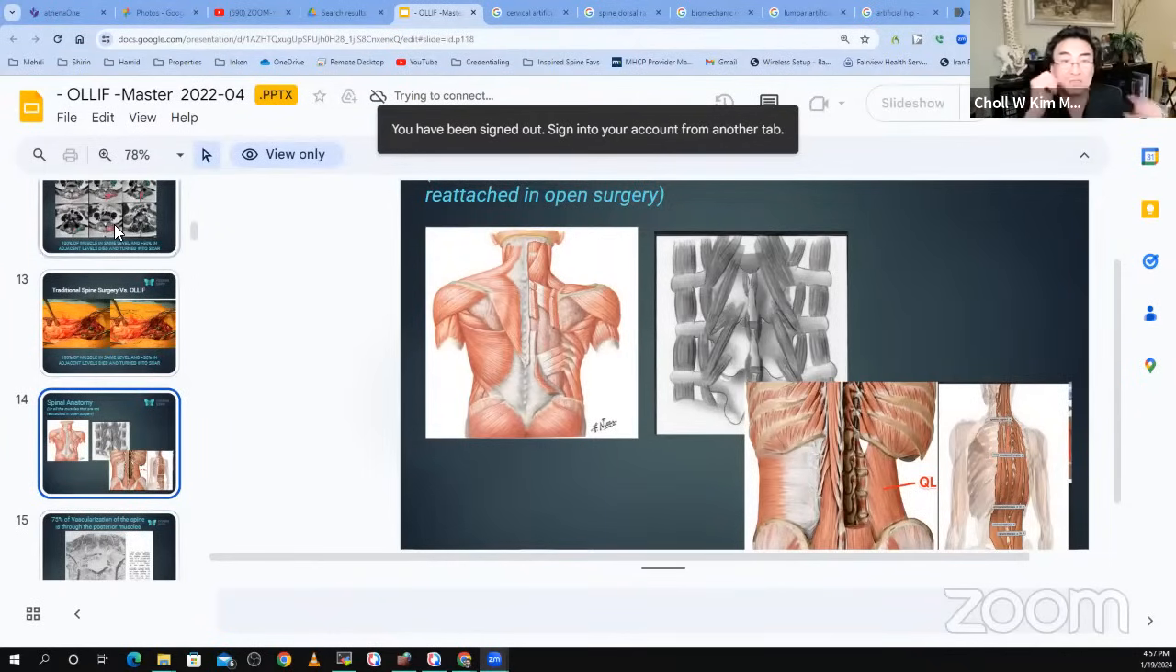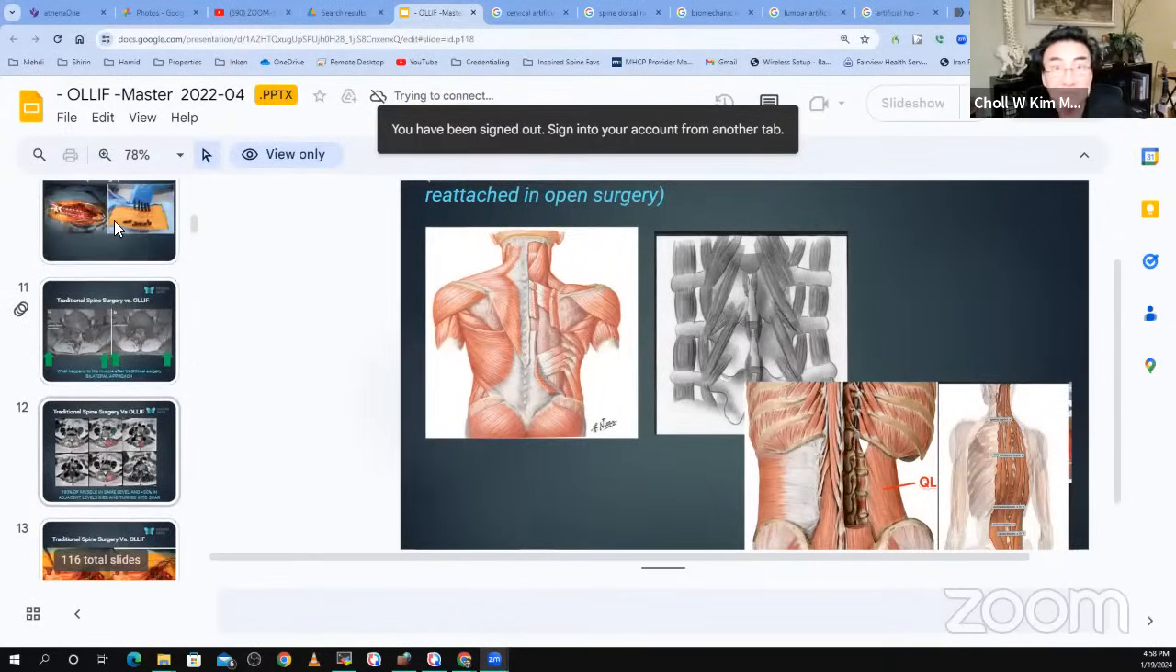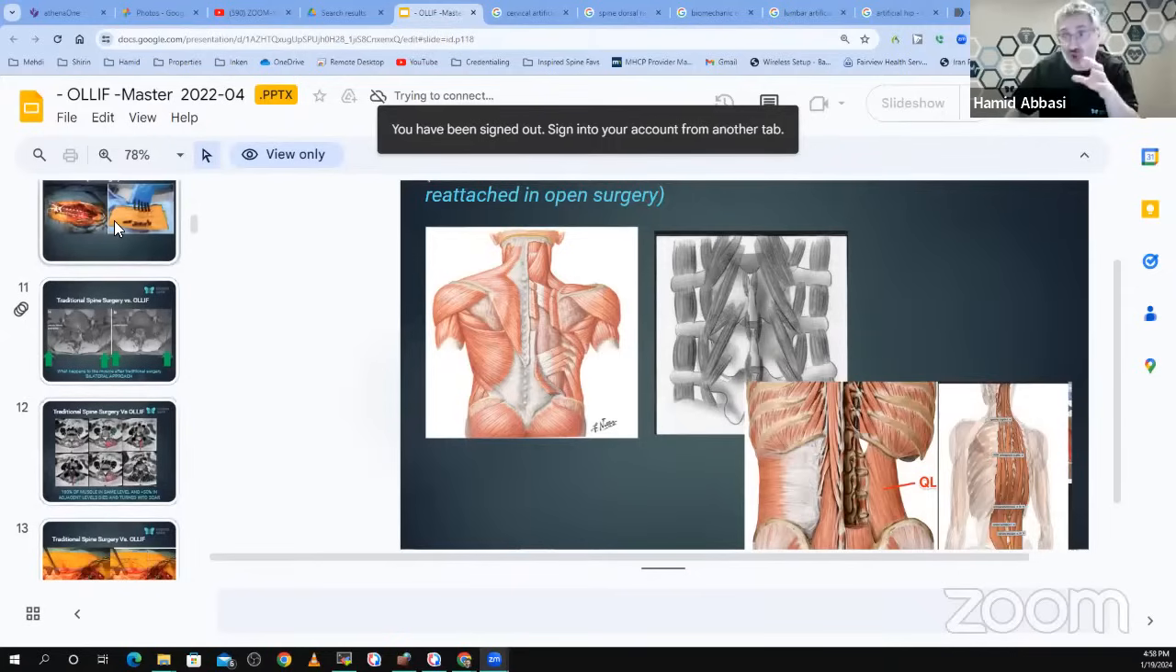And I bet you if I asked you, Hamid, since you do everything MIS, when's the last time you had to do an adjacent level fusion on one of your MIS TLIF patients? I'm compiling those data to publish. Currently, I think that is a small fraction. There is, but the small fraction of open surgery.